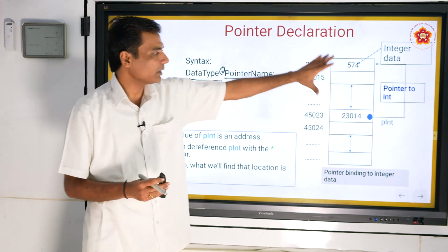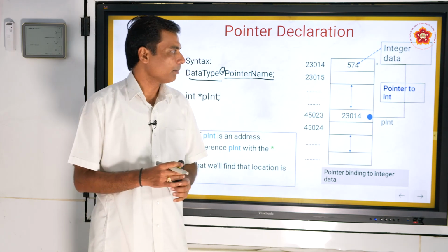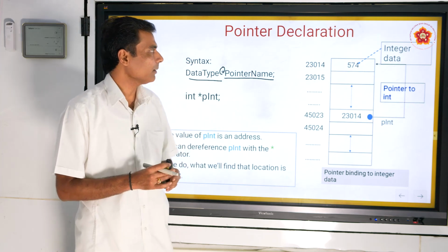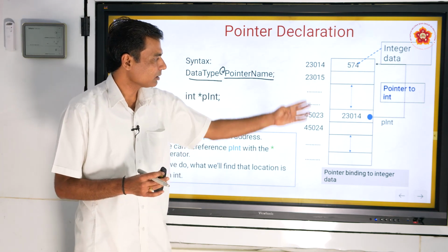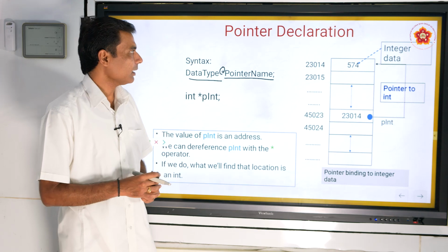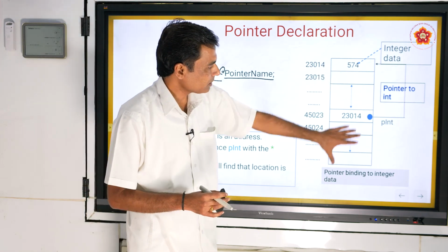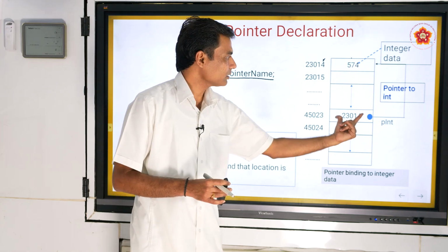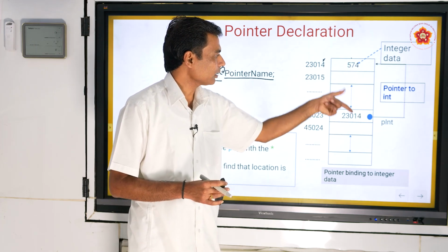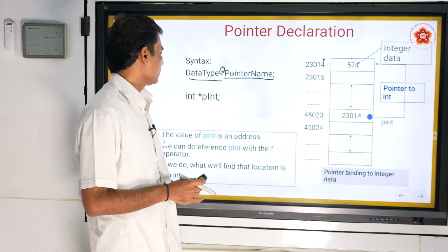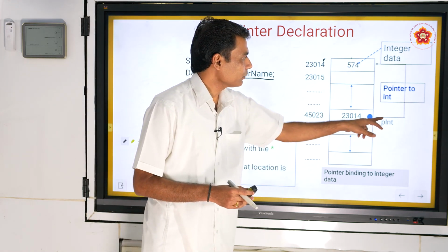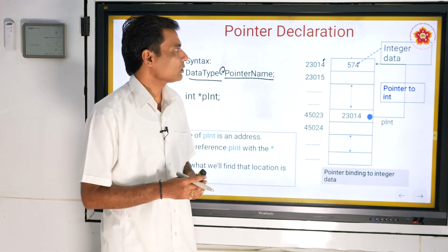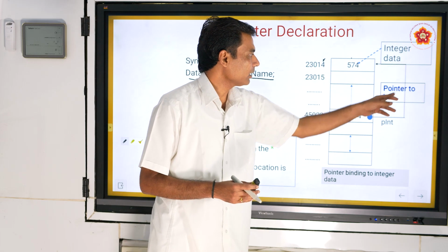If you look at the memory picture, suppose these are the various memory cells in the memory and these addresses we have given. You can see that this memory is storing the user data, that is the integer data, and this is storing the address of this particular memory location, p int. So p int is a pointer which is pointing to the integer memory location where integer data is stored. So we can say pointer to int.